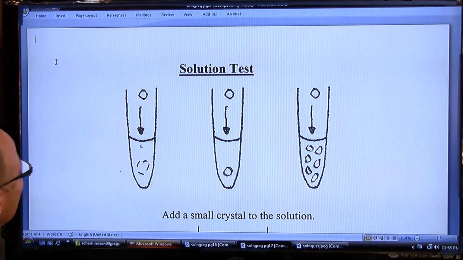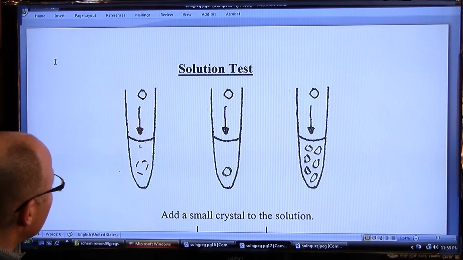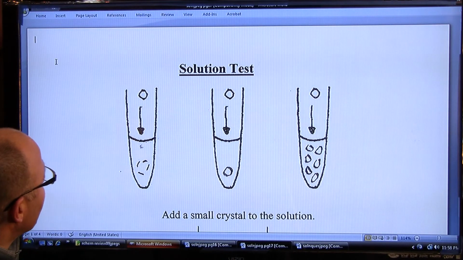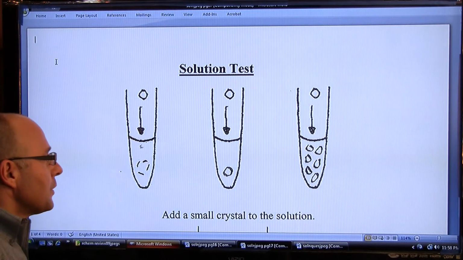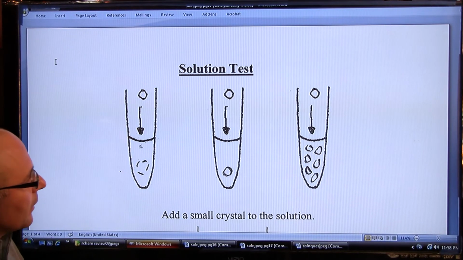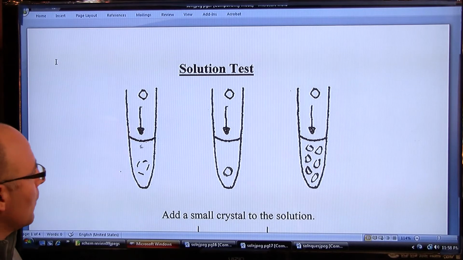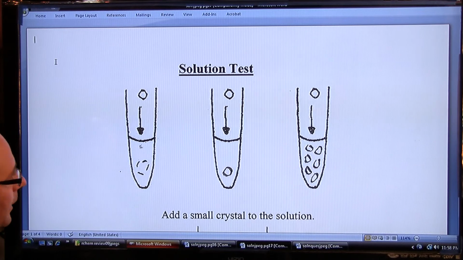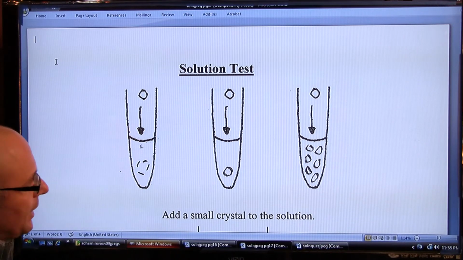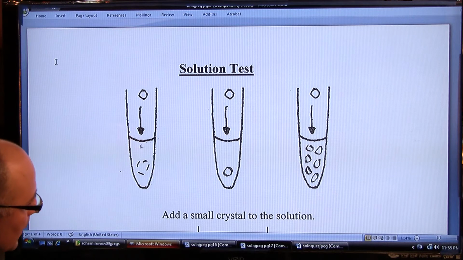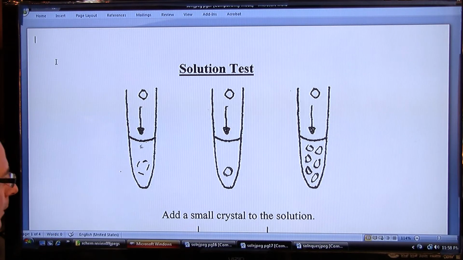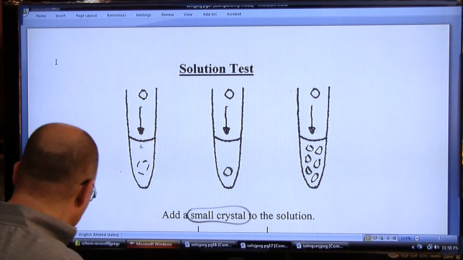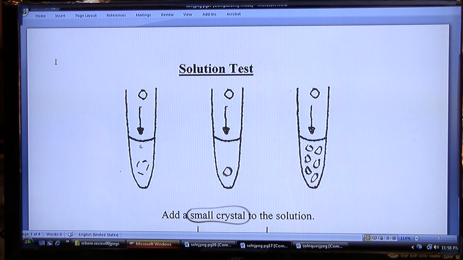Okay, before we get into doing calculations with this unit, we're on the top of page 17, and let's talk about something real simple, something called a solution test. Suppose you're given a test tube with a solution, and they ask you, how can you tell if the solution is saturated, unsaturated, or supersaturated? What you do is you take a small crystal of whatever's dissolved in here, a small crystal of the solute, and you drop it into the solution.